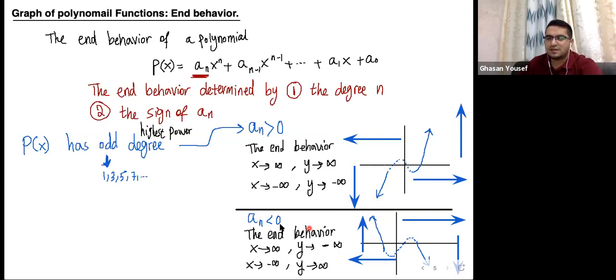Same thing here. When the coefficient is negative, we have two cases: x goes to infinity and x goes to minus infinity. When x goes to infinity, y goes to minus infinity because the curve goes down. And the same here, when x goes to minus infinity, the y value becomes larger and larger, goes to positive infinity. This is the first one, for the odd degree. Now for the even degree.